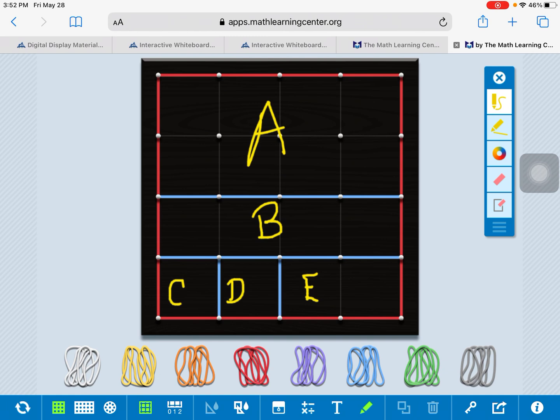So now the challenge is I'd like for you to write down the fraction of what you think each letter is worth. What unit fraction is each letter worth? Pause the video and see if you can find it out.